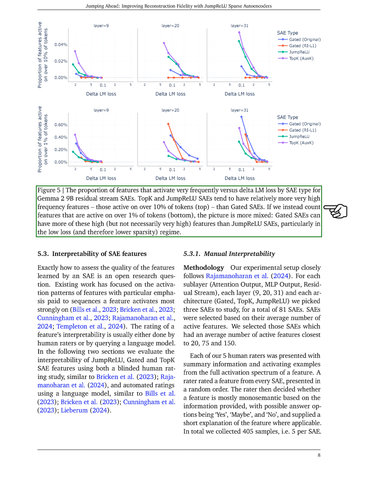When we broaden our criteria to features activating on over 1% of tokens, gated SAEs show a comparable number of such features to JumpReLU SAEs, particularly in the low loss and higher sparsity range. Across all layers and frequency thresholds, JumpReLU SAEs have either similar or fewer high-frequency features than top K SAEs. Notably, the proportion of high-frequency features remains low relative to the total number of features, with less than 0.06% activating more than 10% of the time, even for the sparsest SAEs.